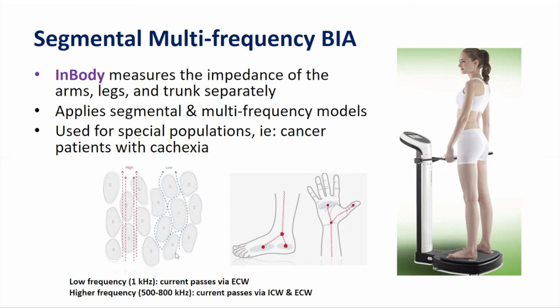The low frequency will pass through the extracellular space, through the extracellular water, and the higher frequency will pass actually through the cells. So through both the intracellular water, the water contained within the cells, and the water surrounding the cells, or the extracellular water. So this model is really good for special populations, for patients with cachexia who have abnormal amounts of percentage of body fat because they're unable to keep on body weight and they are having a hard time keeping on skeletal muscle mass and so forth.